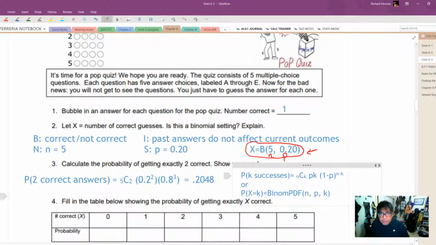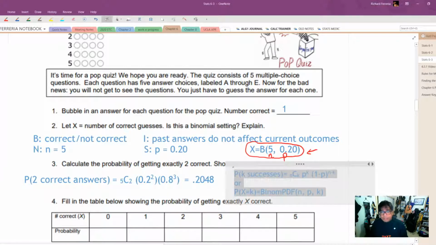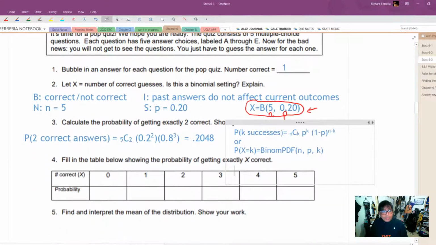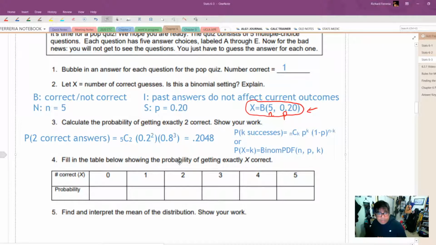So here are the 2 different ways of doing this on your calculator. The probability of k successes is equal to n choose k, p to the k power, and 1 minus p to the n minus k power. Or if you like, you can use binomialpdf(n, p, k). All right. Using that, we can go ahead and do this next part, which is to fill in the table showing the probability of getting exactly X correct.